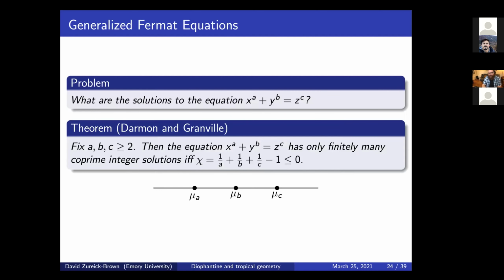Here they are. So around the time of the proof of Fermat's last theorem, Darmon and Granville, both now at Montreal, actually, proved the following theorem. If you fix A, B, and C, then the fixed equation with those exponents has finitely many coprime integer solutions if and only if this quantity chi, equal to 1 over A plus 1 over B plus 1 over C minus 1, is less than or equal to 0.